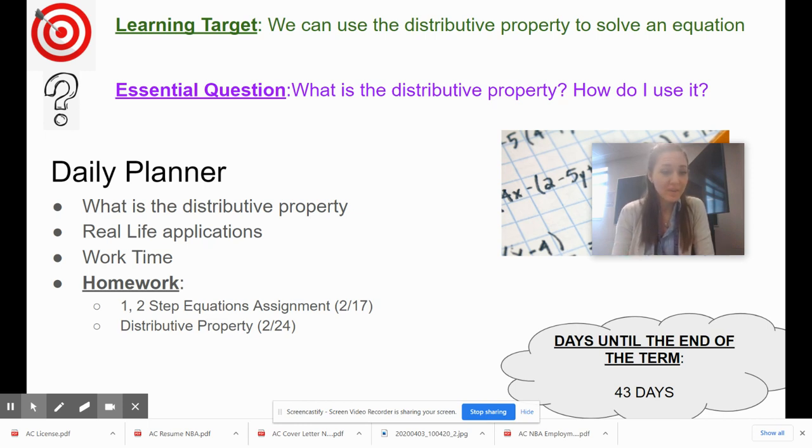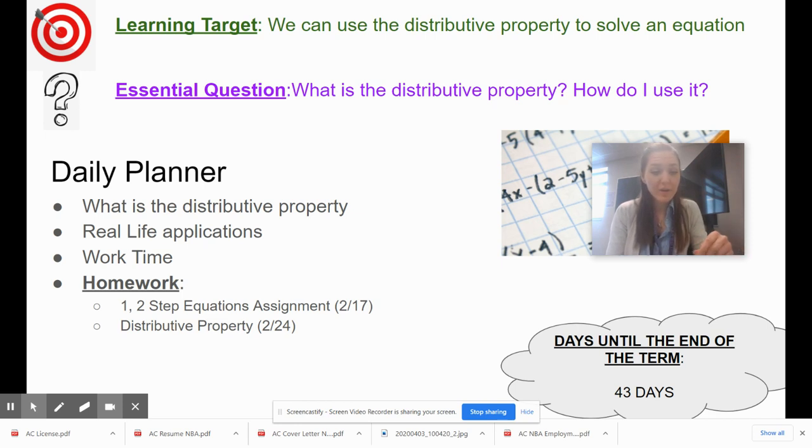Very good questions. So I'm going to describe what it is, give you some real life applications of the distributive property, because I feel like that'll be a great way for you to visualize what it is and how it works. And then the rest of the time will be yours to work on the distributive property assignment, which will be due a week from today, February 24th.